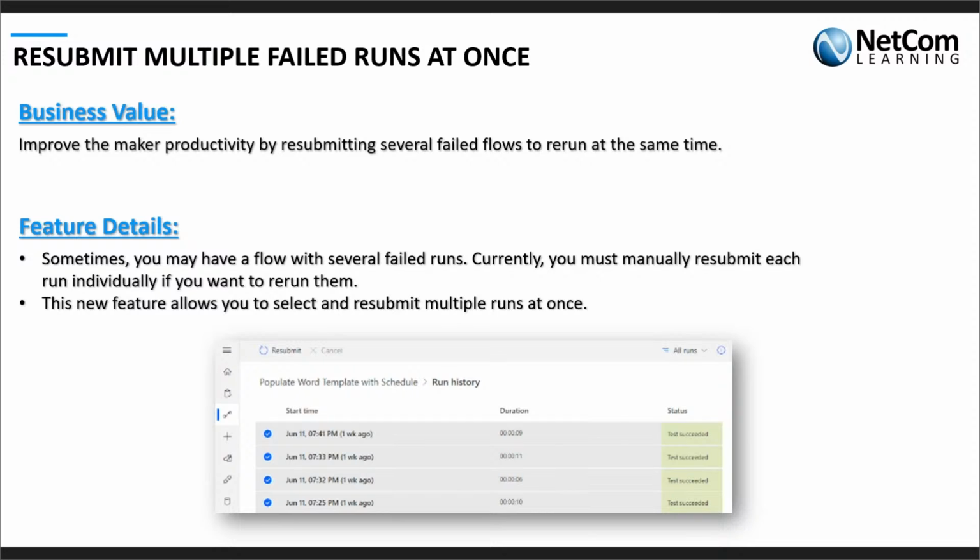And that's where this new capability is there to help you. We can now resubmit different failed instances of the execution of the Power Automate flow. So now you can run all of these together. We can basically launch multiple failures together now. You don't have to go about running these instances individually anymore.